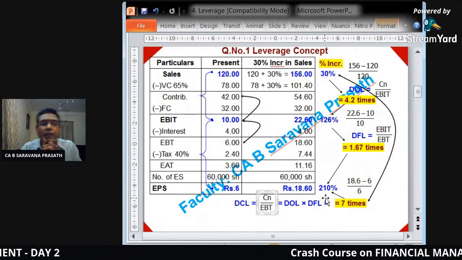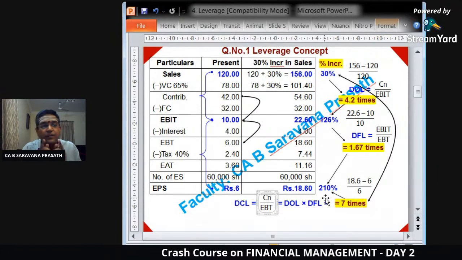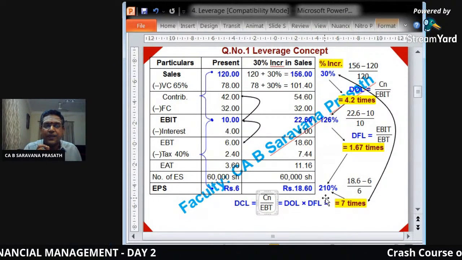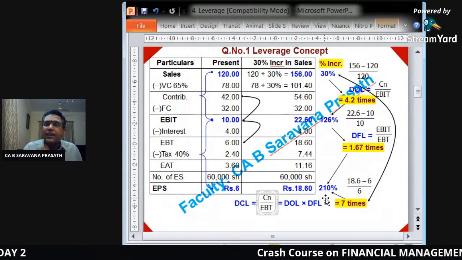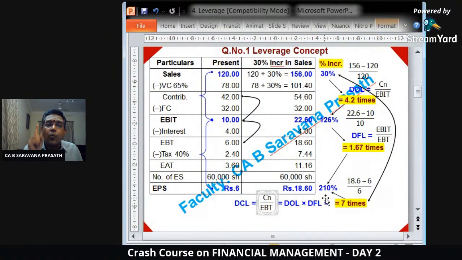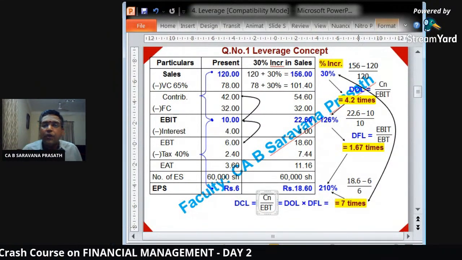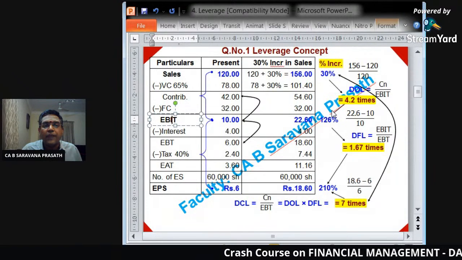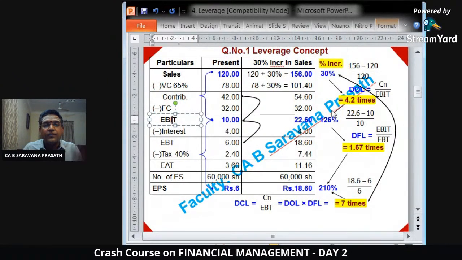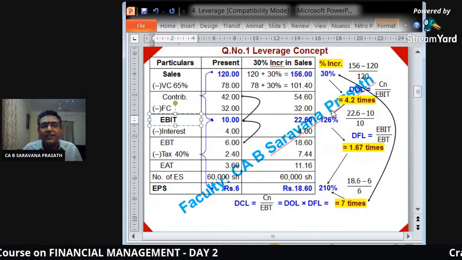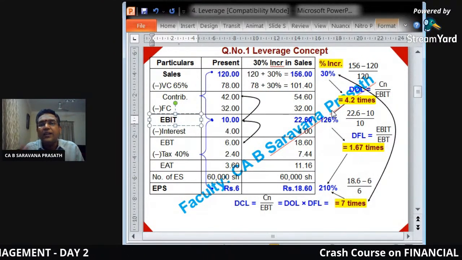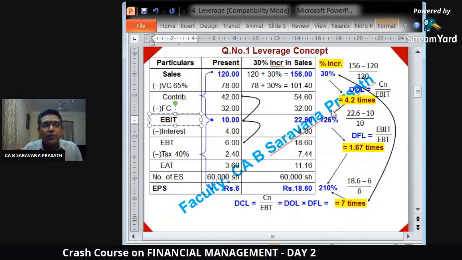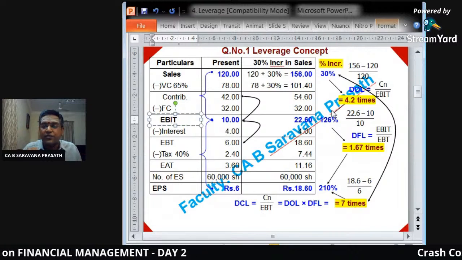Now, the question says, compute the revised EBIT and EPS using the concept of leverage. We have used the profit and loss statement format for understanding the concept. Now, we will apply the concept. Any 1% change in sales will lead to 4.2 times change in EBIT. Therefore, if sales decreases by 10%, EBIT will decrease by 10 multiplied by 4.2 times. It will come down by 42%.